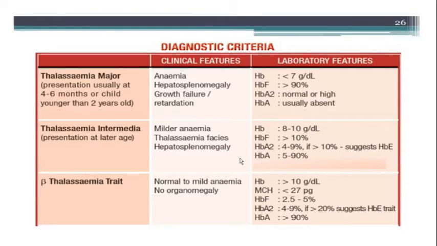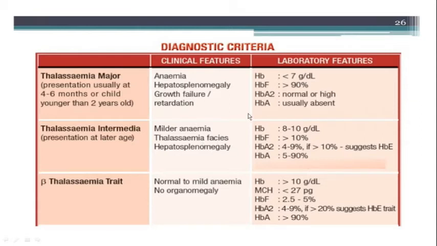Diagnosis wise, when you see a patient with thalassemia major, it will usually present as early as 2 years of life. Thalassemia intermedia will be a later presentation. The clinical features will be anemia, hepatosplenomegaly, growth failure, and growth retardation. In cases of intermedia, again you will have anemia, but usually milder, and hepatosplenomegaly and thalassemic facies will be there.